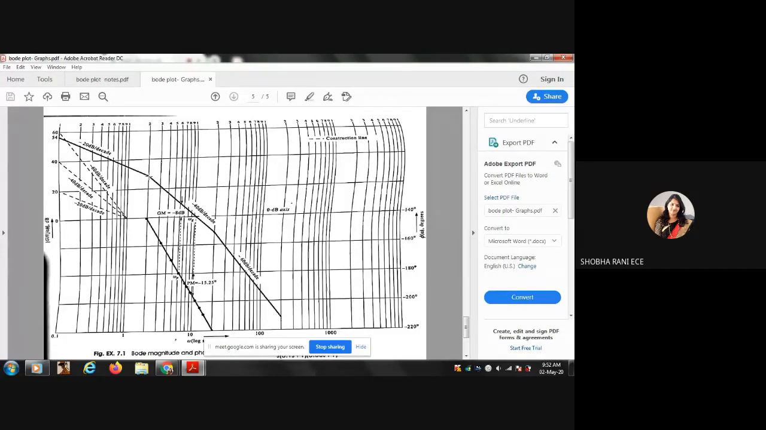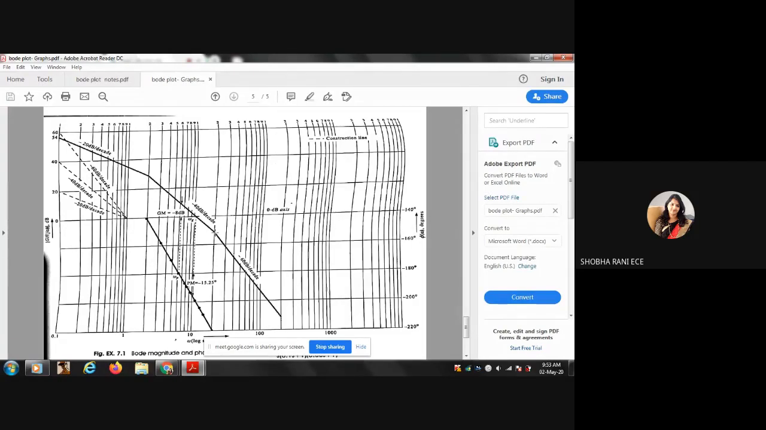Now between 2 radians per second and 20 radians per second, I have to draw a line having slope minus 40 dB per decade. Again I'll draw a horizontal line parallel to this line, and then measure an angle Y. Y is nothing but this angle. I will mark the angle Y and extend that line till I reach 20 radians per second. Once you understand how to do this, the next procedure would be very simple.